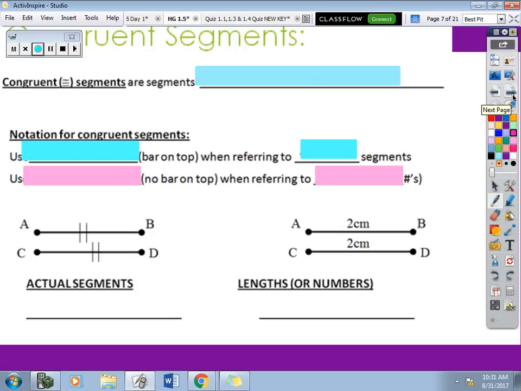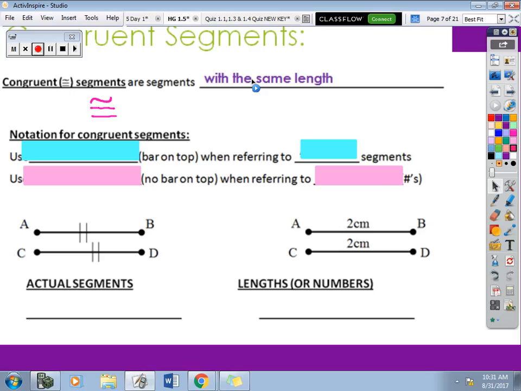All right, congruent segments. You're going to see this symbol a lot this year. This is the congruent symbol. Let me make it a little bit bigger. It's an equal bar with a similarity squiggle on top. It actually means similar and equal is what congruent means. But when we're talking about congruent segments, these are said to be segments that have the same length. We'll also look at congruent angles later, which are angles that have the same measurement.